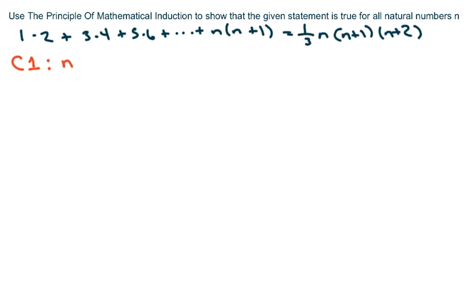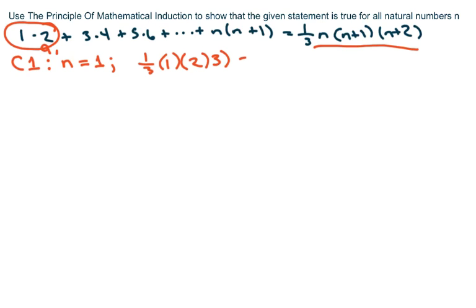So basically, we're going to check for n equals 1, and that means we're going to plug 1 into the sum, and that should equal 1 times 2, which is 2. This is your first term here. So I'm going to do 1/3 times 1 times 1 plus 1 is 2, and 1 plus 2 is 3. This is 1/3 of 6, which equals 2, which equals our 1 times 2, which is 2.